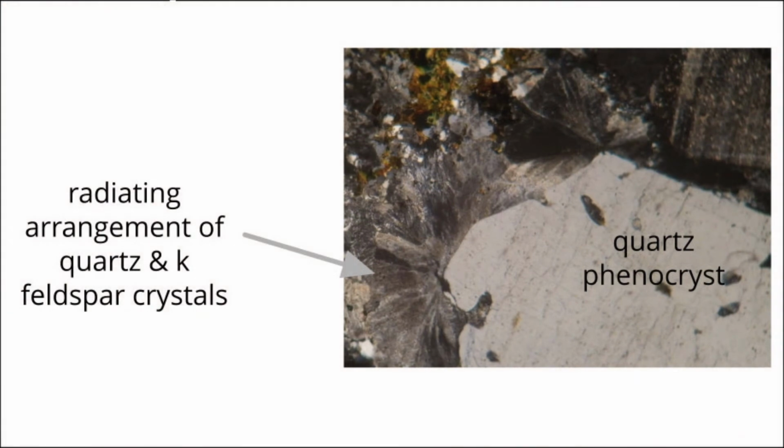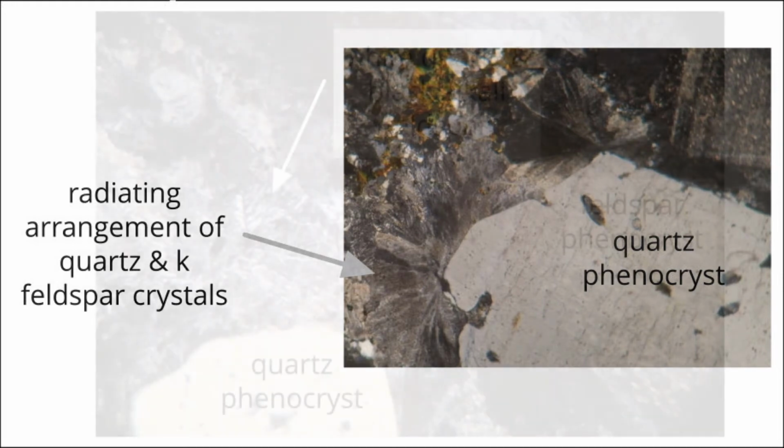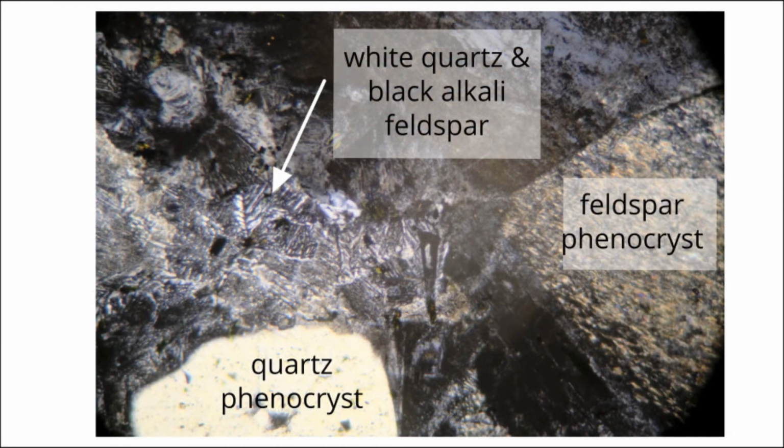Under cross polars, many of the quartz and K-feldspar crystals in the groundmass have a radiating arrangement. Under higher magnification, it is possible to see the details of these micrographic intergrowths. Note the white blobs of quartz when it's not in extinction and the darker patches of alkali feldspar in extinction.